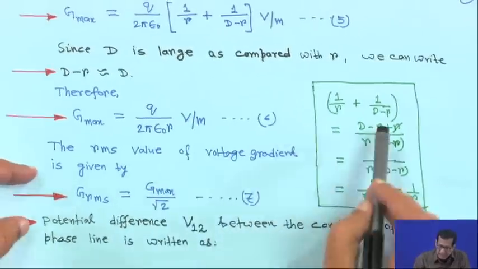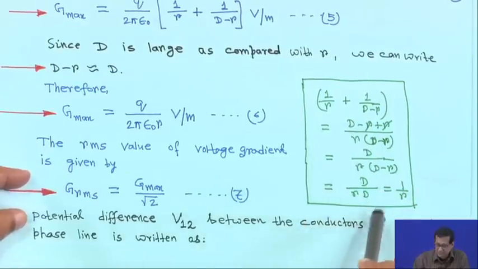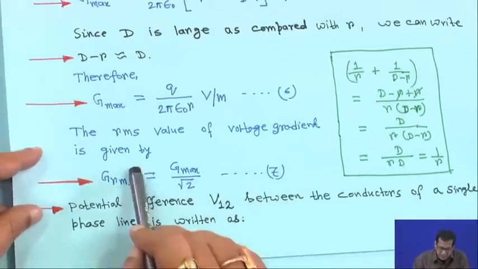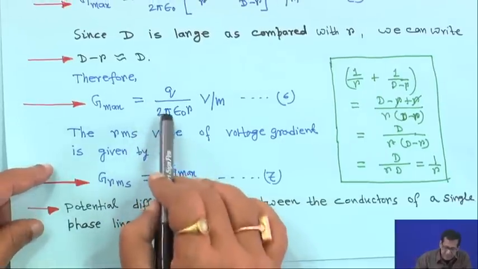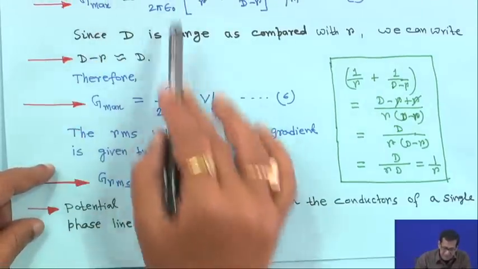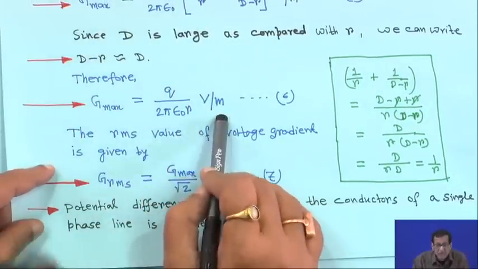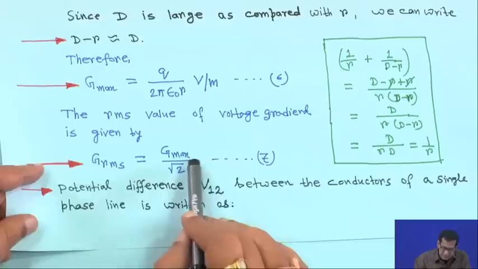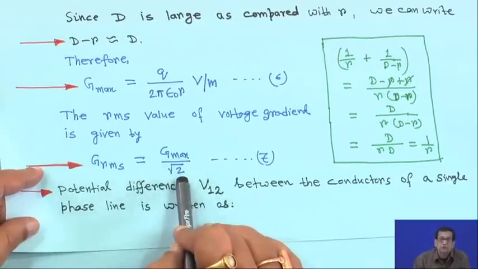Volt per meter. I have made the same calculation here also. Therefore, the RMS value of voltage gradient is given by this: this is the maximum value, G max is equal to q upon 2 pi epsilon 0 r volt per meter, and the RMS value, G RMS, is equal to G max upon root 2.